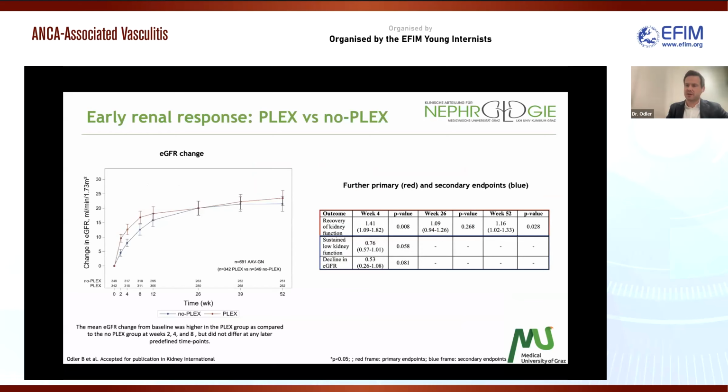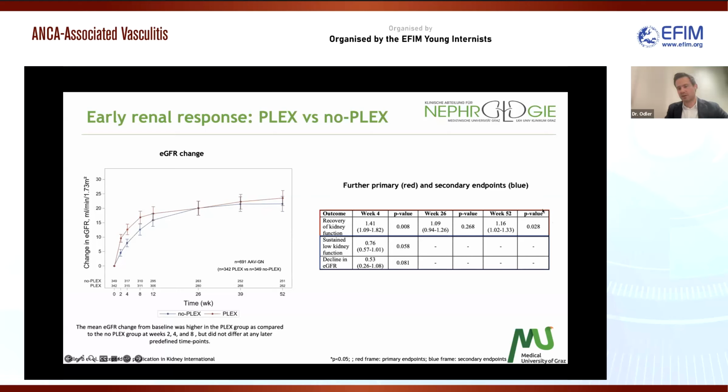So this was the reason why we performed a post-hoc analysis on early renal response using data from the PEXIVAS trial. And what we found, and it's quite striking, is that the mean eGFR change from baseline was higher in the PLEX group as compared to the no PLEX group at weeks 2, 4, and 8, but did not differ at any later predefined time points.